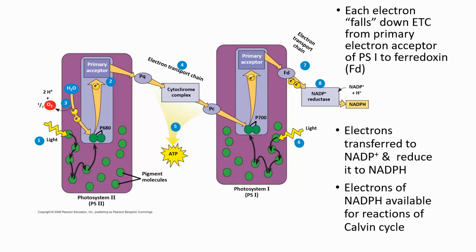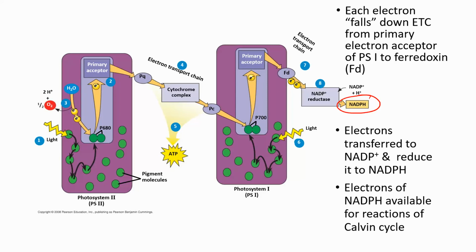From there, it's going to go into another electron transport chain, a much shorter one, and it is going to then be transferred to a NADP plus, converting it to an NADPH, which now has a high energy electron that can be used in the Calvin cycle. A lot of stuff going on.